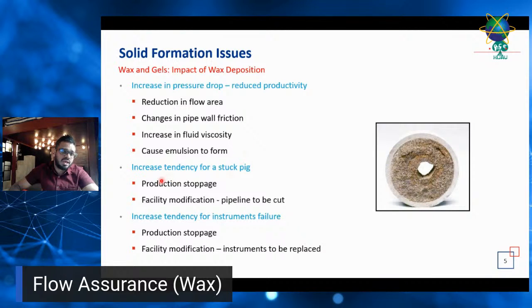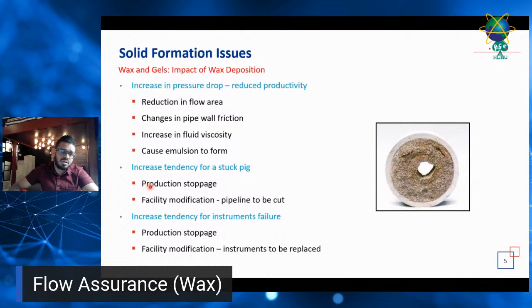All right, and it can increase the tendency for a pig to get stuck when you don't frequently pig your flow line. We need to maintain the pressure drop across the pig at least below 3 bar. If it is more than 3 bar across the pig, then you might face a pig getting stuck in your pipeline.